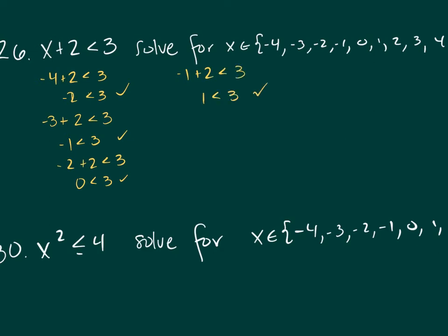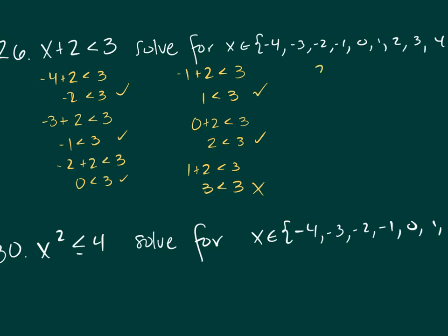Yep. 0 plus 2 is less than 3. 2 is less than 3, yes. And 1 plus 2 is less than 3. 3 is not less than 3. It's equal to 3, so no. And it stands to reason that 2, 3, and 4 would also not satisfy it.